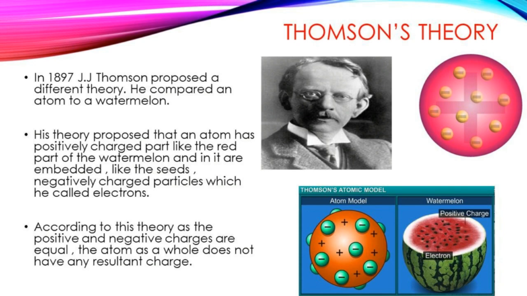According to this theory, as the positive and negative charges are equal, the atom as a whole does not have any resultant charge. Thomson's greatest contribution was to prove by experimentation the existence of the negatively charged particles, or electrons, in an atom. For this discovery of electrons, he was awarded the Nobel Prize in 1906. Although this theory explained why an atom is neutral, it was an incomplete theory in other ways.